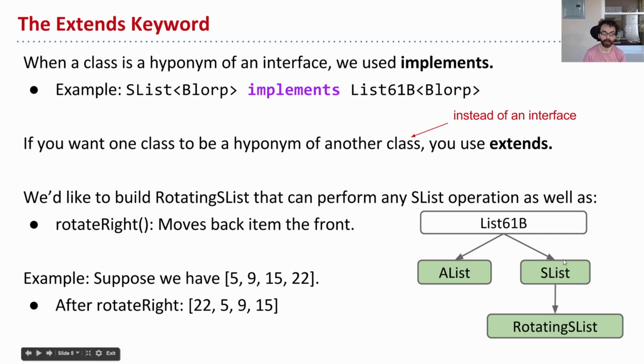Right? So what we're going to do in this next little exercise is build a class called RotatingSLList, and it'll be just like an SLList. It does everything an SLList can do, but it can also do a rotateRight operation. What does that mean? Well, suppose we have a RotatingSLList which is 5, 9, 15, 22. Those are the numbers in it, and we rotate right. Well, all those numbers should move to the right, and 22 is going to come around to the left. Okay, so that's rotation.